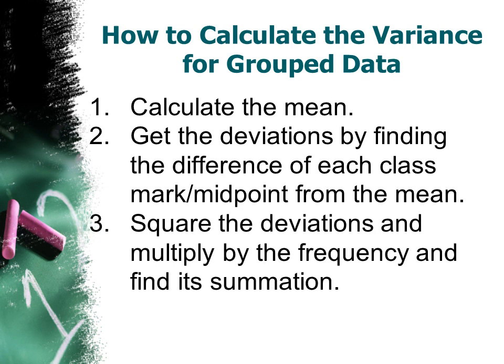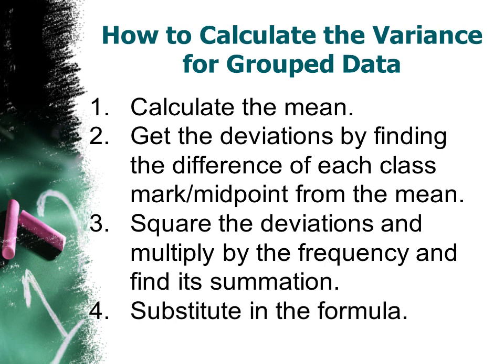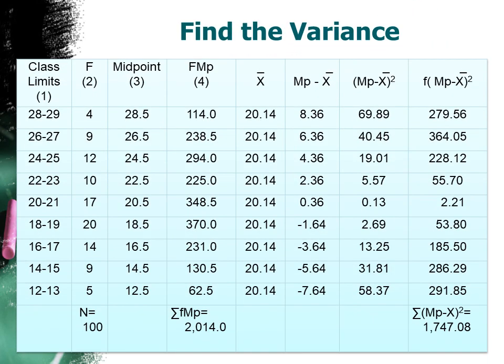So, after getting that, another column will be made, the square of the deviations. And finally, after getting that, you have to get the summation and substitute in the formula for the variance. So, let's apply these steps in this particular problem.